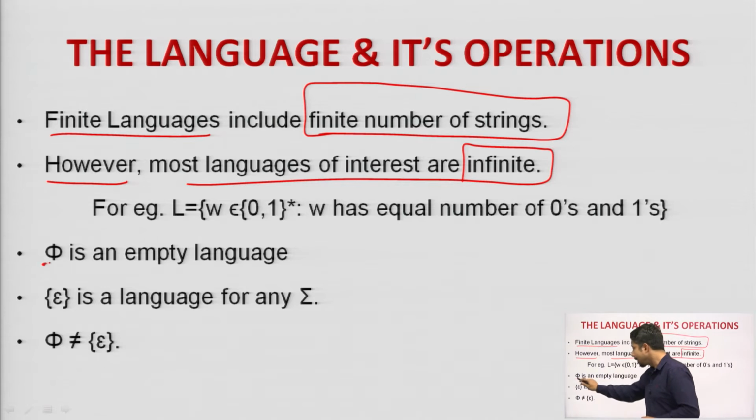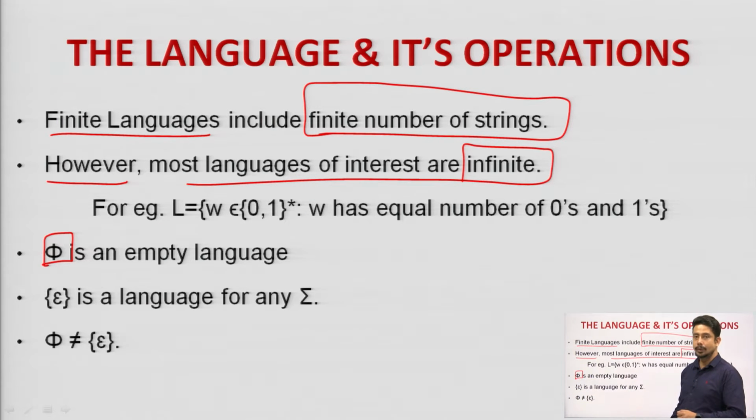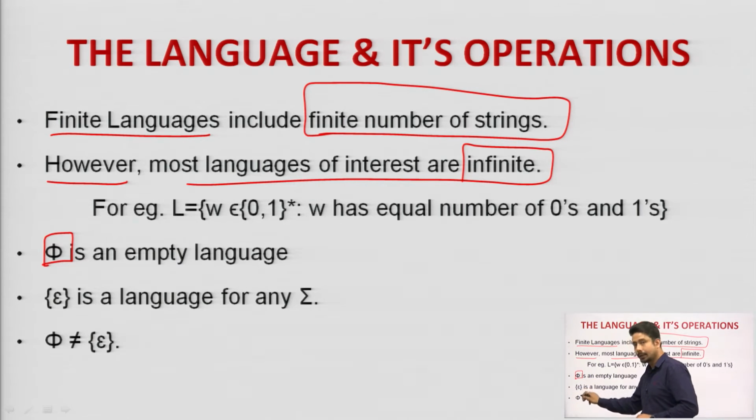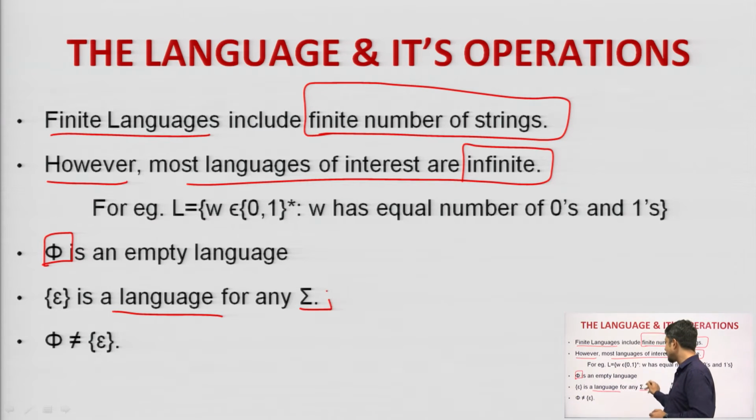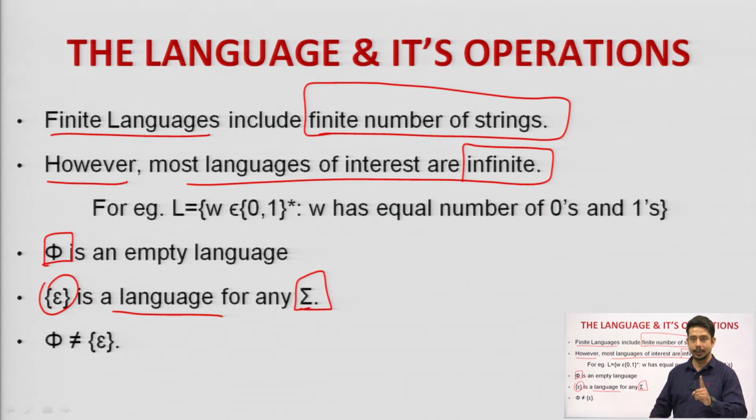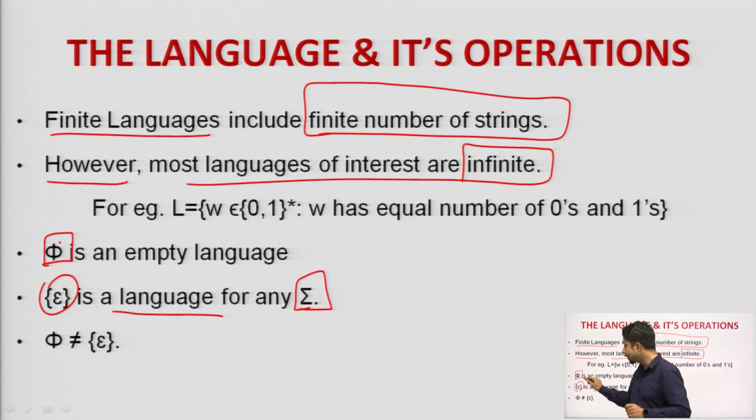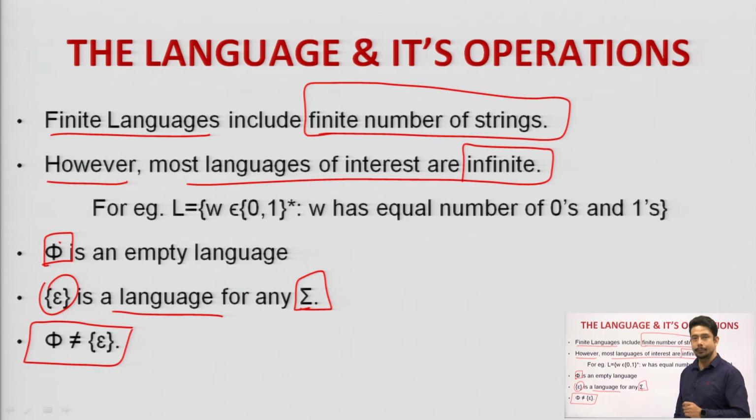Then phi is an empty language. Then epsilon in curly brackets is a language, do not say that this is a string, no, it is a language for any alphabet. And this phi is not equal to this one, do not get confused. Phi means completely empty, the language is empty, no string, nothing. And epsilon means there is a string, but it is an empty string, a null and void case. So, do not compare these two to be equal. This is a valid point, so you can note it down.